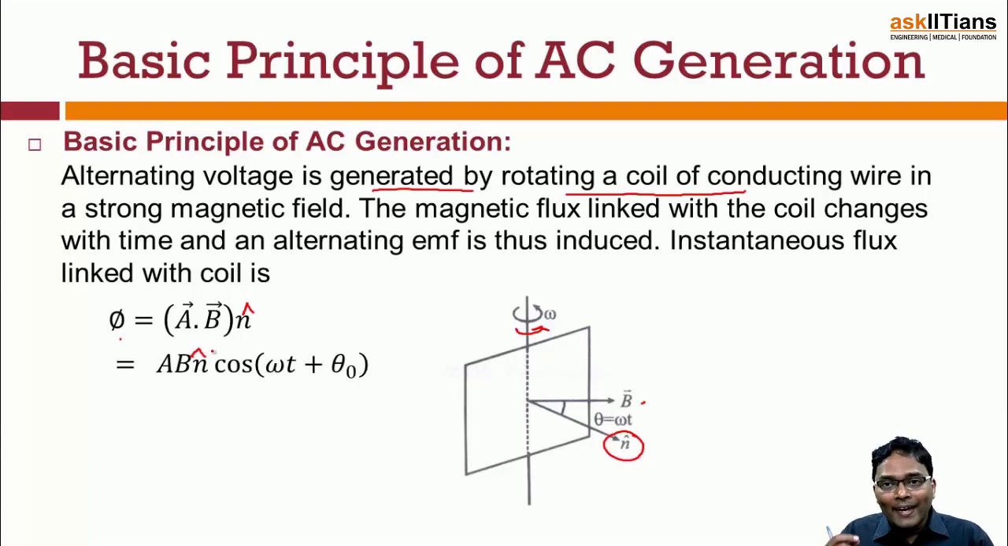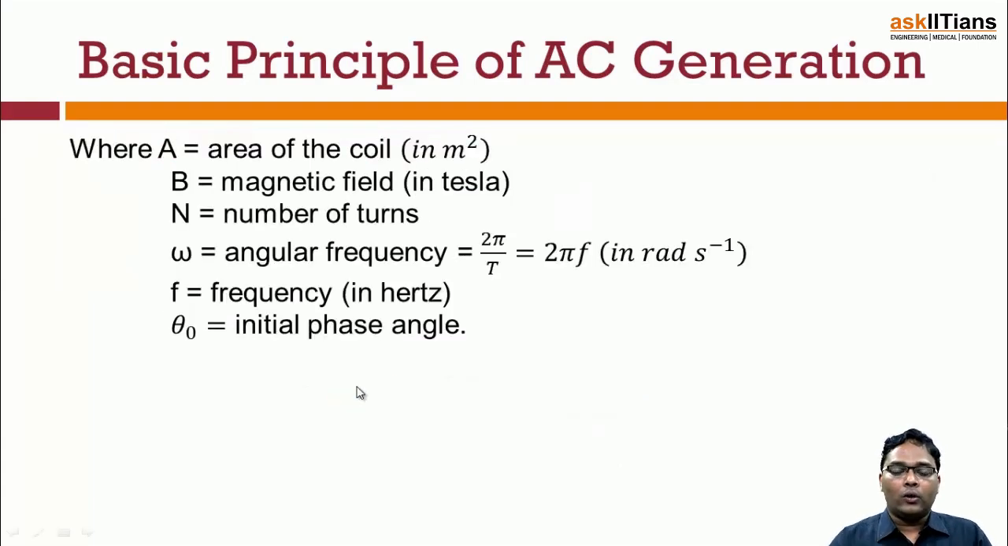So cos omega t is basically the rate at which it is moving, and theta naught is the original phase difference between the magnetic field vector and the area vector. Okay, so this is the relation that we get, right? Now here A stands for the area of cross section of the coil. Area, we know, is basically a scalar quantity.